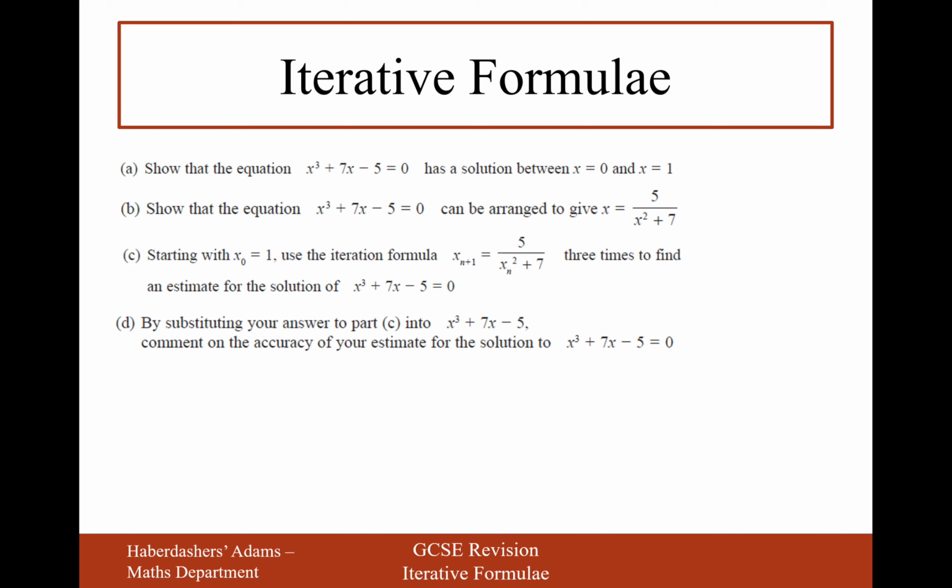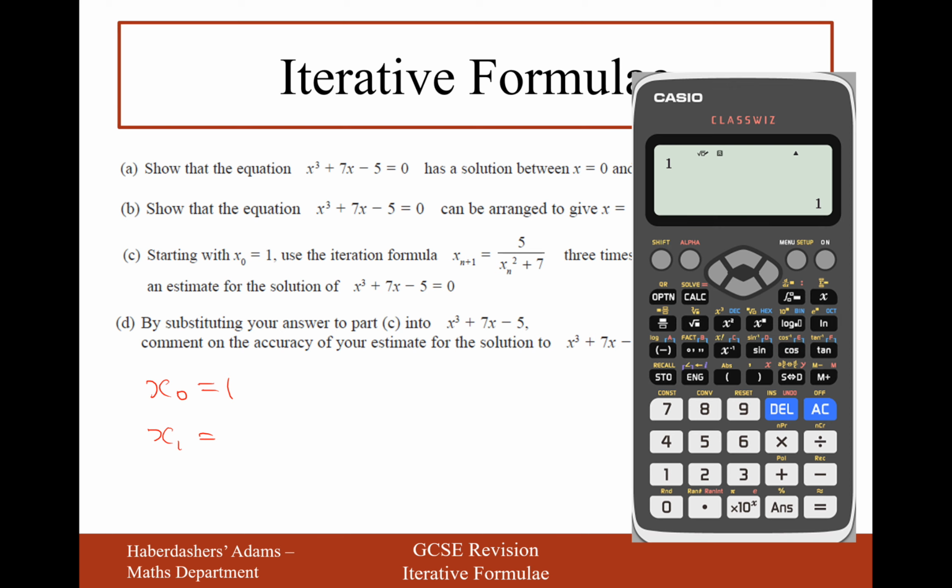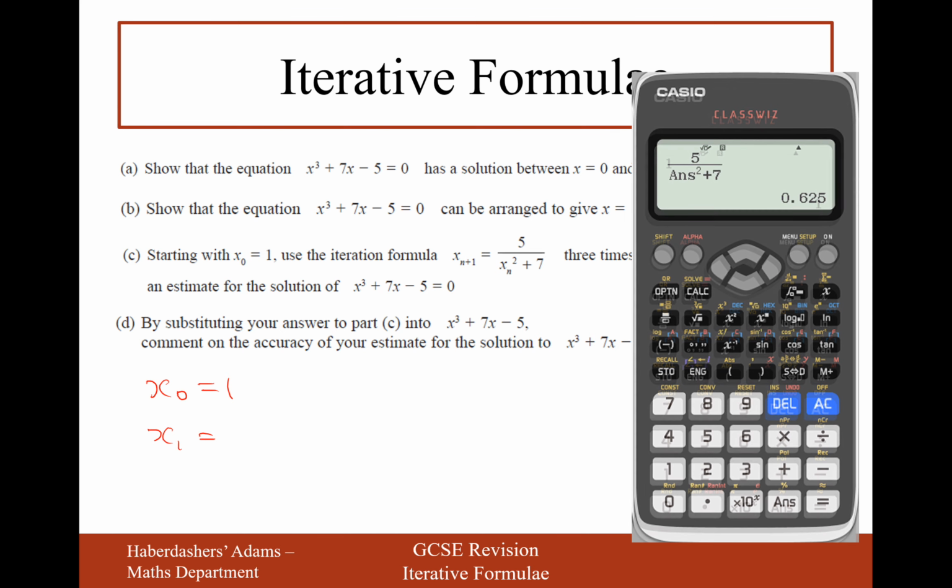Moving on to part C, using x0 equals 1 and the iterative formula of 5 over xn squared plus 7, 3 times finds an estimate to the solution of this original equation. So let's go ahead then. Let's put 1 into the calculator and then use the iterative formula of 5 over xn squared plus 7, where we use answer value as xn. So the next one will be 0.625.